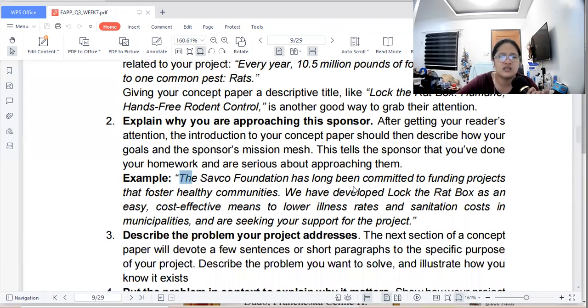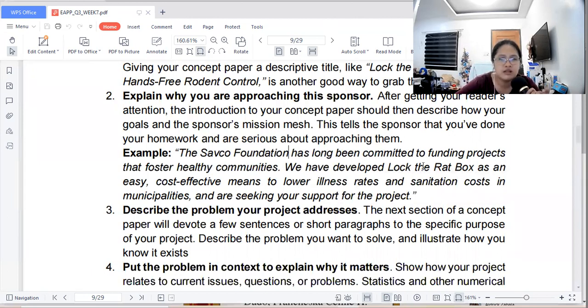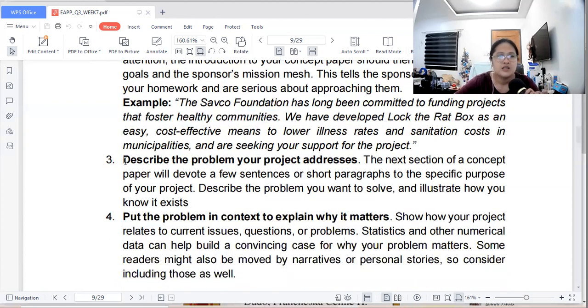The Savco Foundation has long been committed to funding projects that foster healthy communities. We have developed Lock the Rat Box as an easy, cost-effective means to lower illness rates and sanitation costs in municipalities and are seeking your support for the project. Okay? So si Savco Foundation, it is known to fund projects for healthy communities. And then yung Lock the Rat Box project, it's also in line with their mission, with their current project, with the projects that they funded in the past. So magka-align sila.